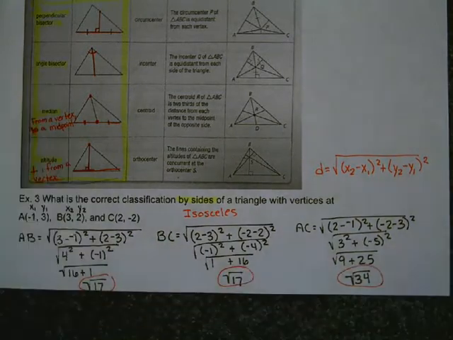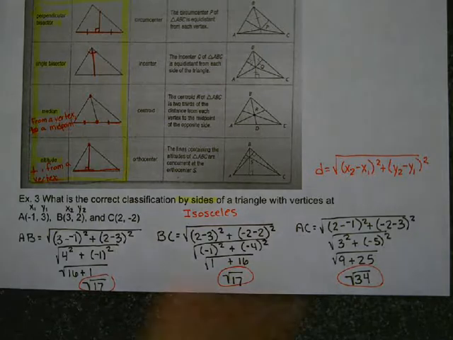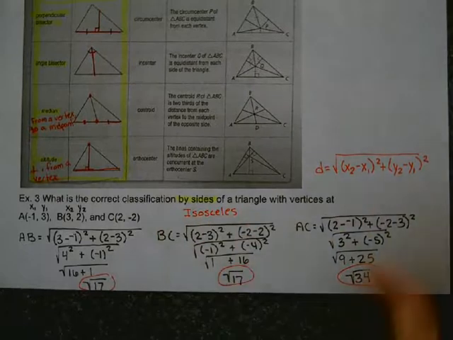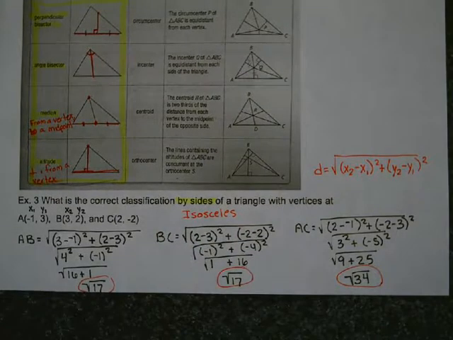So if no lengths are the same, it's scalene. And if all the lengths are the same, then it's equilateral. Alright, so the answer to this, you show your work, find the lengths of your sides, and then classify it by those sides.